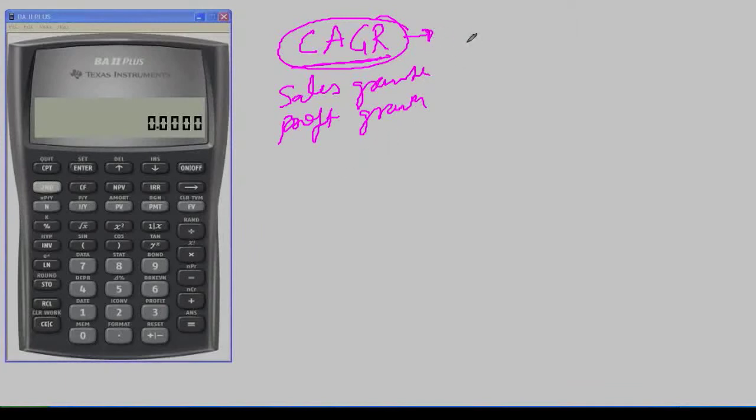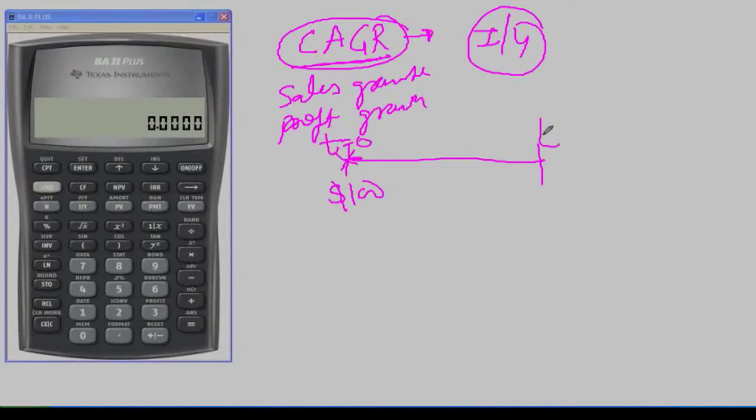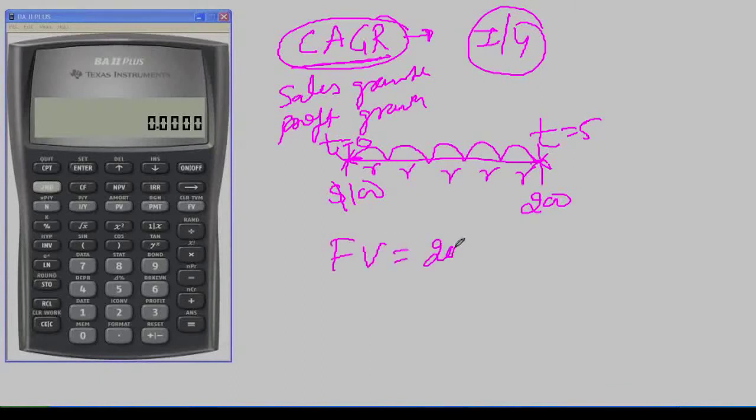So it is nothing but a calculation of I by Y. Take an example. You have invested $100 today, at t equal to 0. At t equal to 5 you are getting $200. I want to know at what rate your money has grown. So you have how many years? You have 5 years. What we are saying is, at what constant rate R your money has grown over the years. So what we can say is, future value is how much?